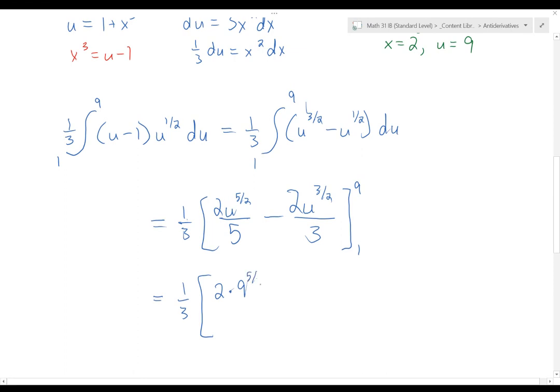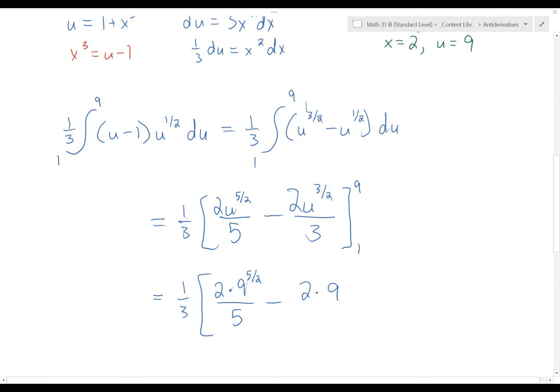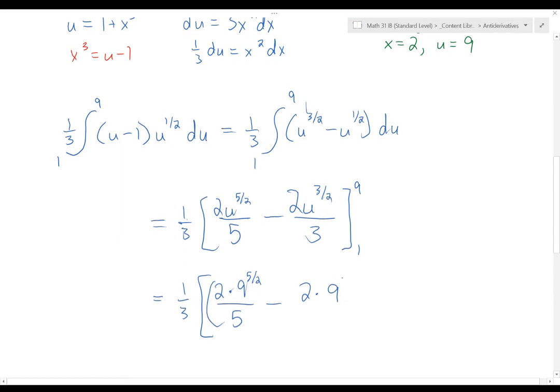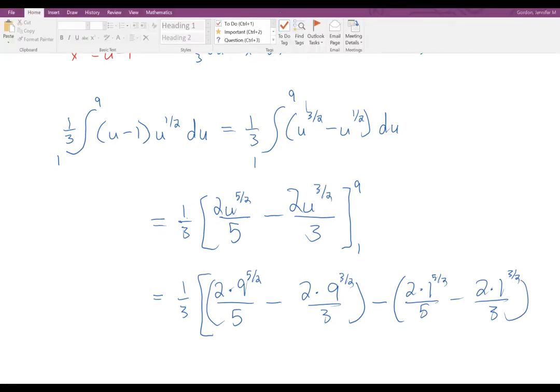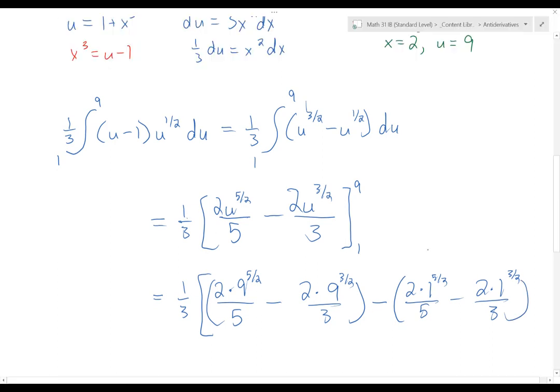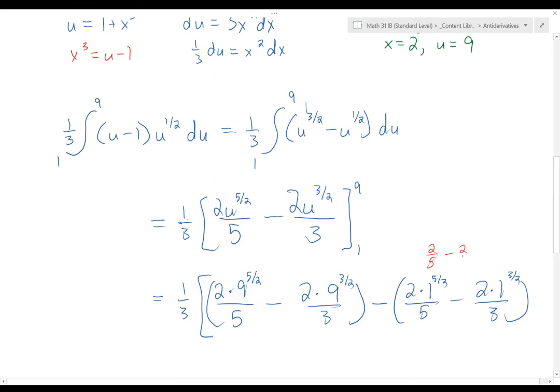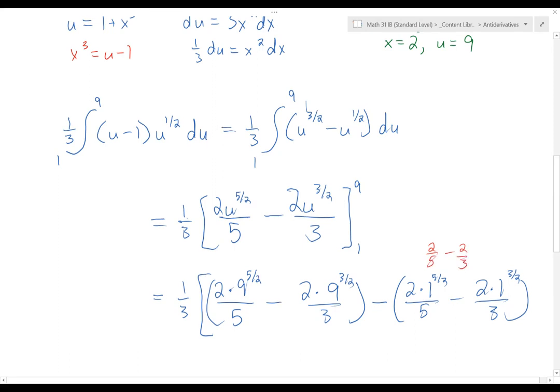And finally, I do my substitution. So 1/3 of 2 times 9 to the power of 5/2 over 5 minus 2 times 9 to the power of 3/2 over 3, minus 2 times 1 to the power of 5/2 over 5 minus 2 times 1 to the power of 3/2 over 3. So just to kind of finish this up, this is 2/5 minus 2/3.